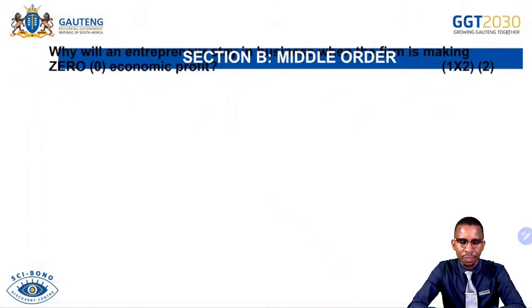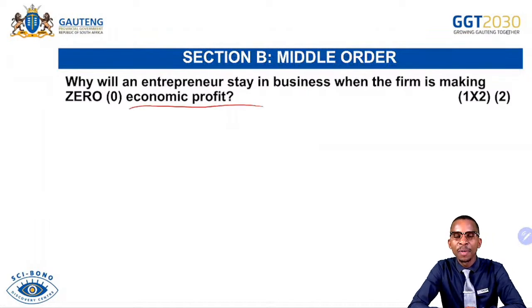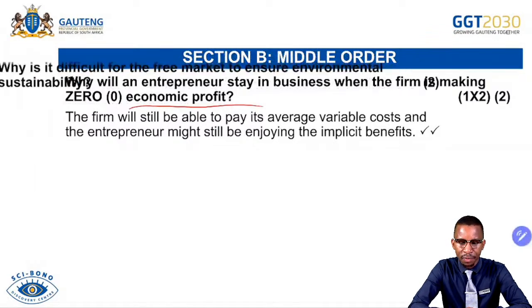And then we continue. Why will the entrepreneur stay in the business when the firm is making zero economic profit? Remember, we are talking about normal profit in this case. If the firm is operating at a normal profit, why will the entrepreneur decide to stay? Remember, in this case, the firm is losing nothing. Whatever was used to produce, the capital remains after all as a part of what we call revenue. So we inject 50 million, we receive 50 million after all. There is no loss or profit. We are breaking even. The firm will still be able to pay its average variable cost, and the entrepreneur might still be enjoying the implicit benefits.